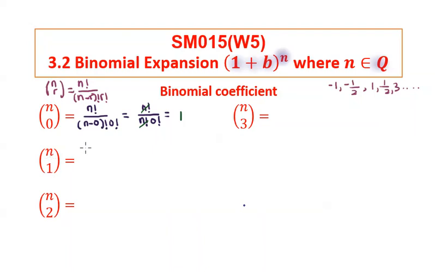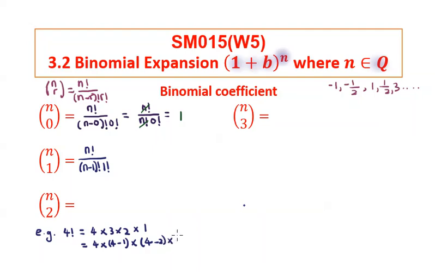Let's carry on to nC1. nC1 is equal to n factorial over (n minus 1) factorial and 1 factorial. Now we are going to simplify n factorial and (n minus 1) factorial. For example, 4 factorial is equal to 4 times 3 times 2 times 1. It can also be written as 4 times (4 minus 1) times (4 minus 2) times (4 minus 3) factorial, or as 4 times (4 minus 1) factorial.